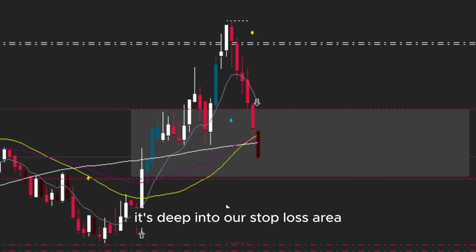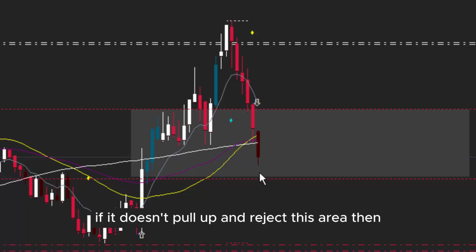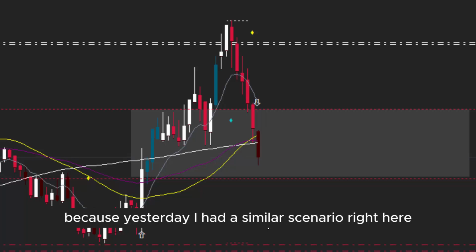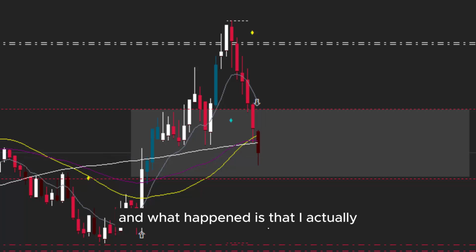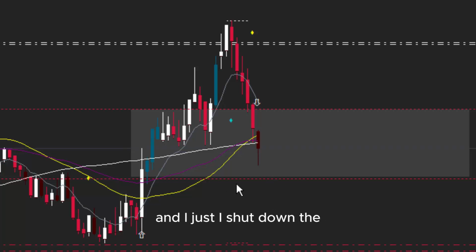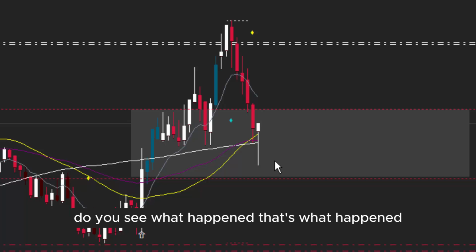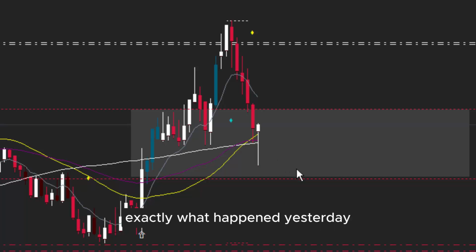It's deep into our stop loss area. And if it doesn't pull up and reject this area, then we're in a problem. Because yesterday I had a similar scenario right here. What happened is that I came out already, I saw it do this and I shut down the trade. But do you see what happened there? That's exactly what happened yesterday.